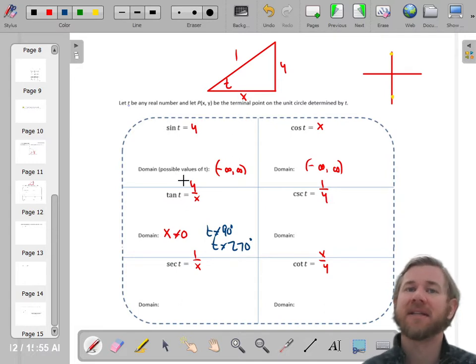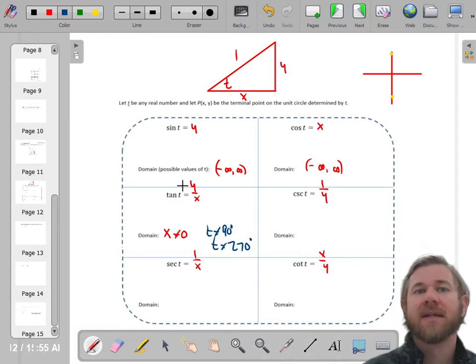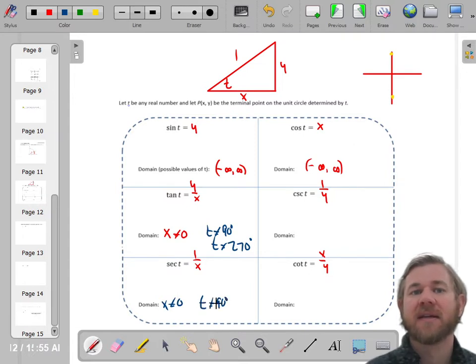Now, if tangent can't be either of those things, then notice the other time that happens, when x is in the denominator, is right here. So tangent and secant have the same domain because x can't be 0. So t can't be 90 and t can't be 270.